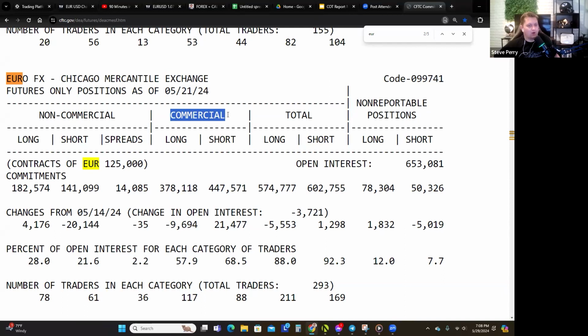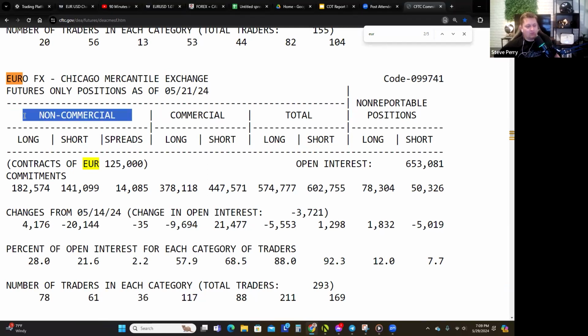So long story short, to just make it simple, the non-commercial is your big banks and your commercial is your hedge funds, and these could also be multinational corporations that use Forex and futures trading for the purposes of operating their business. But they're not really speculators, okay? So we don't really want to follow the commercials because they're not speculating. They're using futures to operate their business.